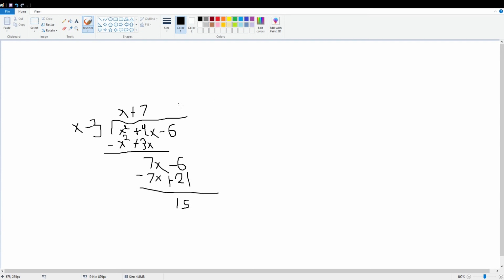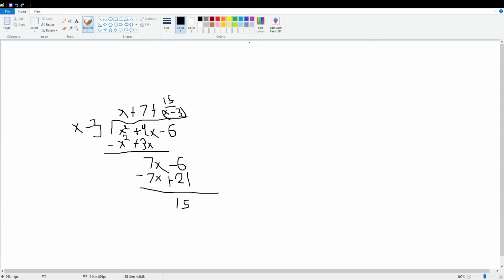So what we do with the remainder is simply divide the remainder by our divisor, which is basically like we do in long division. So 15 divided by x minus 3. So plus 15 divided by x minus 3.